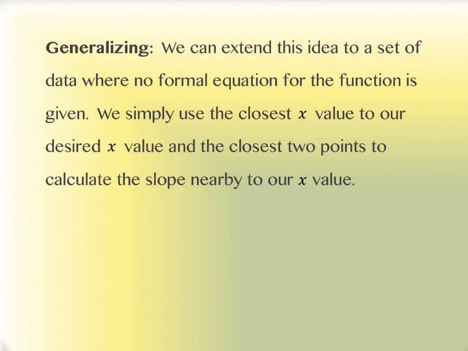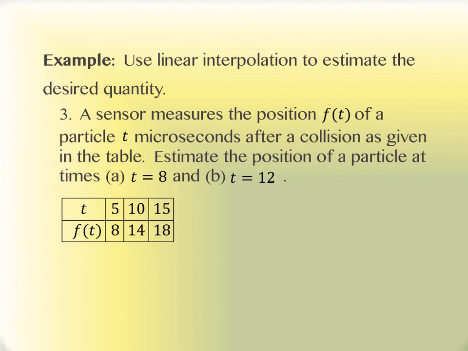All right, so in general, we can extend this idea to a set of data where no formal equation for the function is given. We don't have an equation for the next example that we're going to do. We're simply going to use the closest x values to the desired x value and the closest 2 points to calculate the slope nearby to our x value. So let me show you what that means. We're going to use linear interpolation, which is the same kind of idea as linear approximation, to estimate the desired quantity. We have a sensor, and it measures the position of a particle t microseconds after a collision is given. So we've got a set of data.